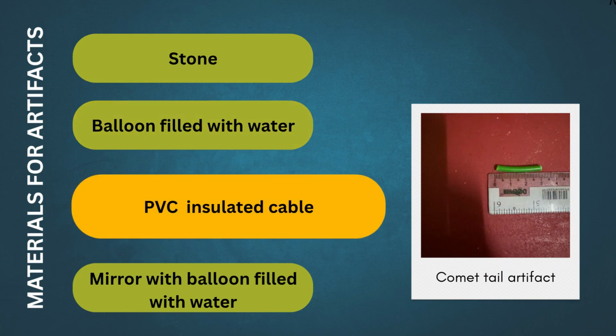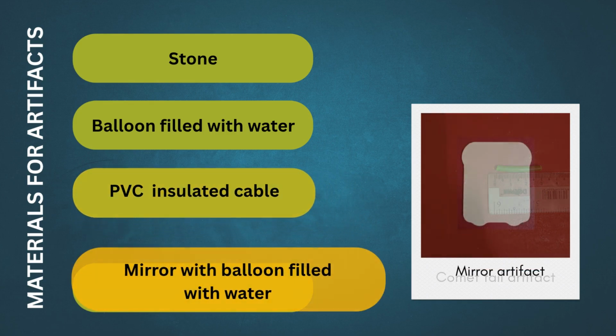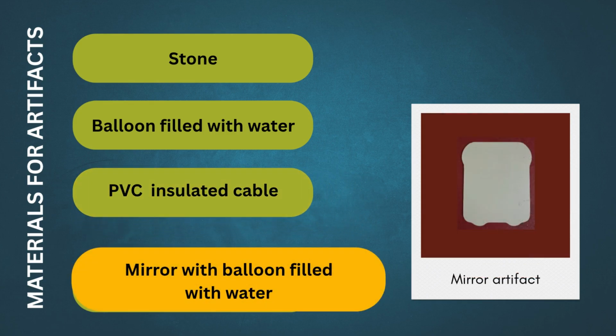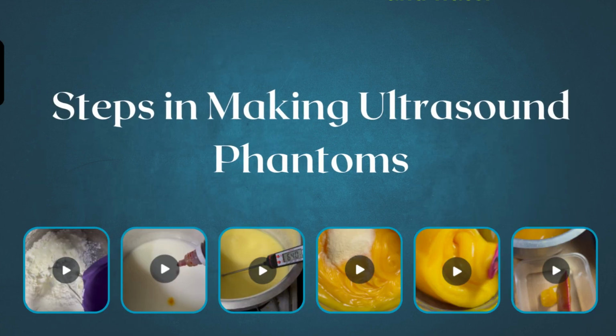Wire cable to create a comet-tail artifact that mimics adenomyomatosis. Mirror and balloon to create a mirror artifact that is commonly seen in liver ultrasound. Steps in making ultrasound phantoms.